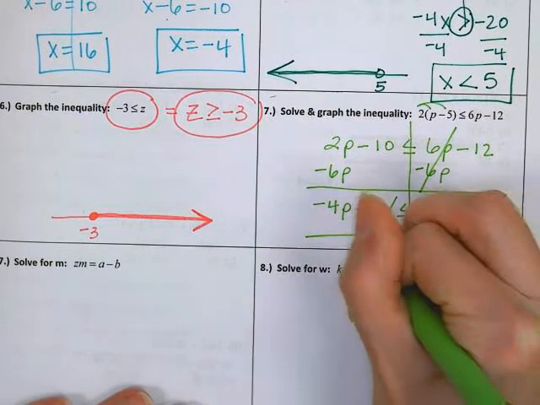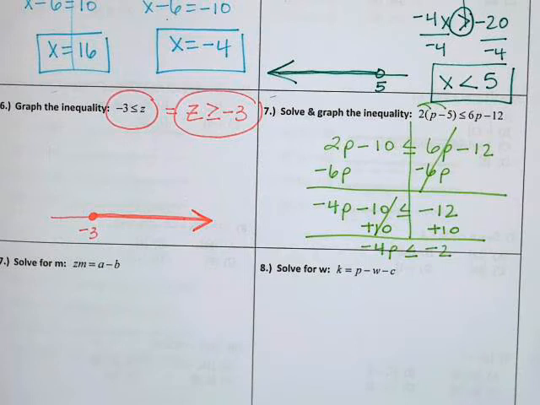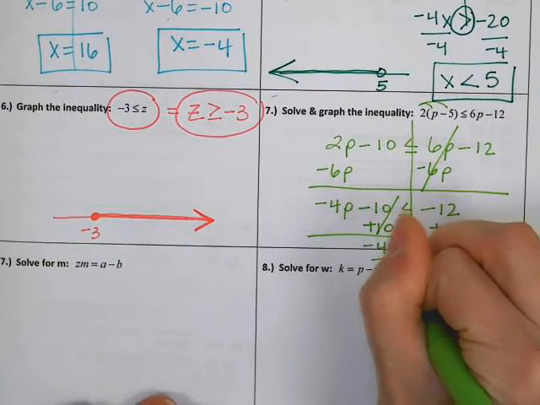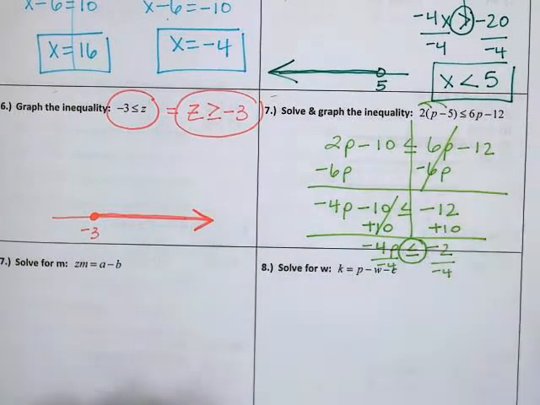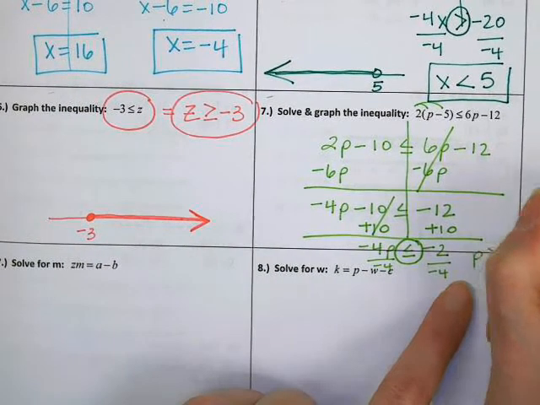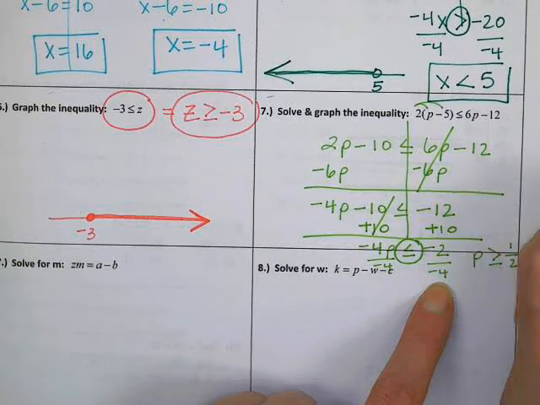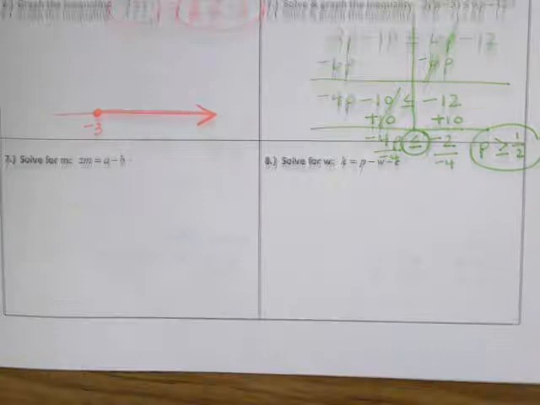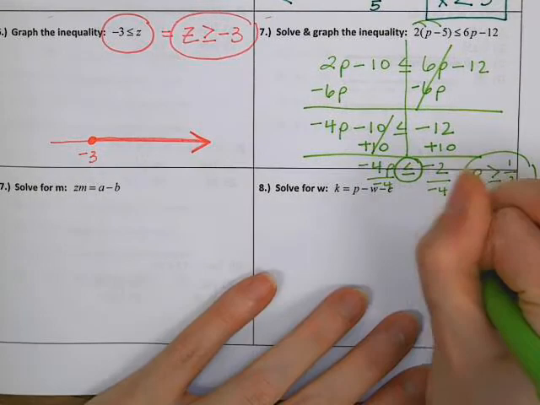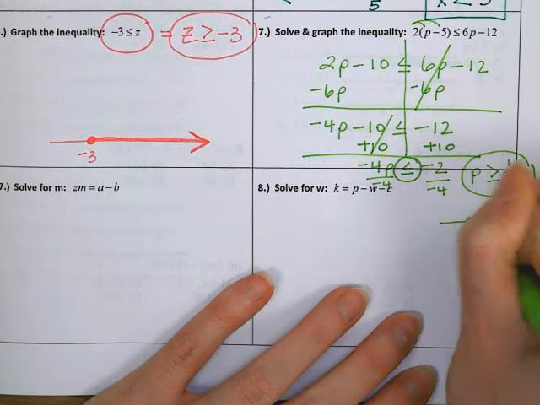And then we're at negative 4p is less than or equal to negative 2. And then divide both sides by negative 4. Now, we divided by a negative, so flip the symbol. So it's p is greater than or equal to, and then this reduces. Negative 2 divided by negative 4 reduces to 1/2. So that's the answer there. And there's not really room, but if you graph it, it would be a closed circle at 1/2, arrow goes right.